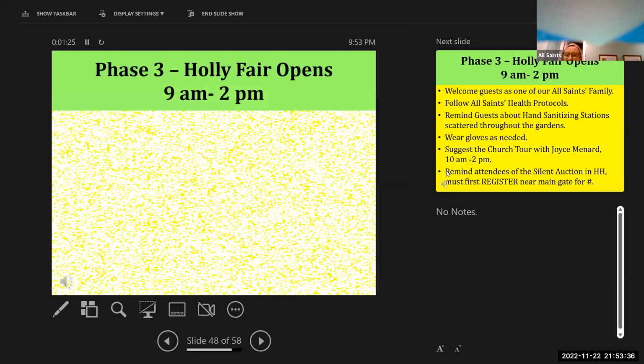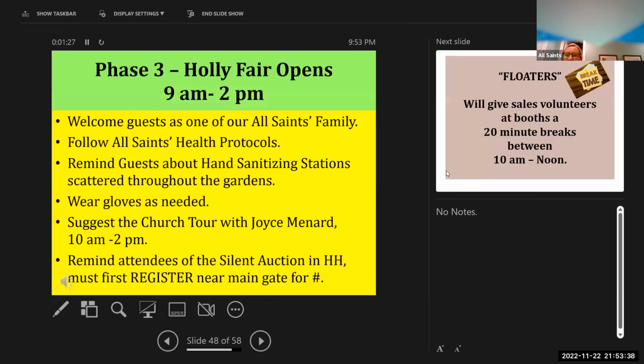Okay, the Holly Fair opens from 9 to 2. Welcome guests. This is a very friendly church, so welcome the guests like they were part of the family. I don't mean you have to go up and hug them and kiss them, but welcome, have a smile. We welcome and thank you for coming to support our outreach. This is what most of this money goes for.